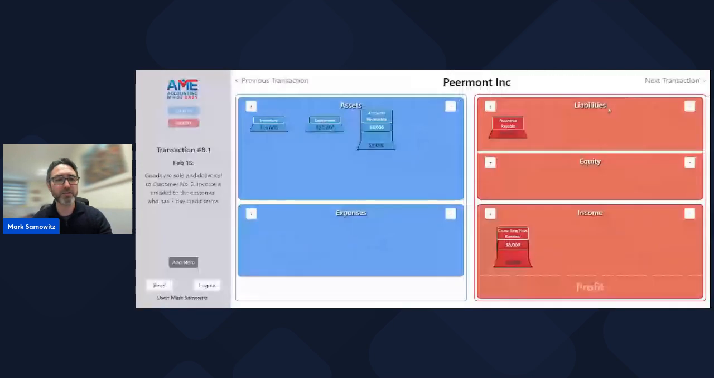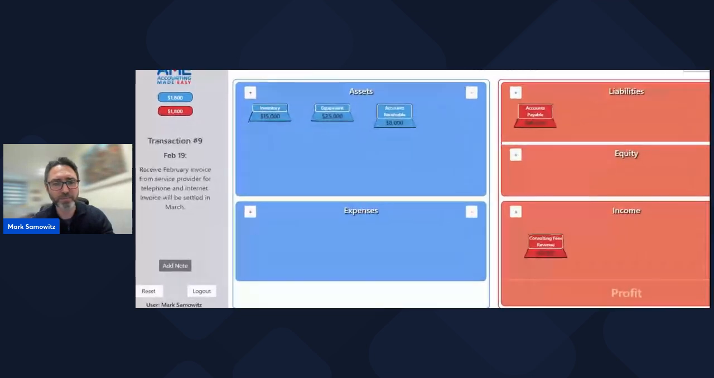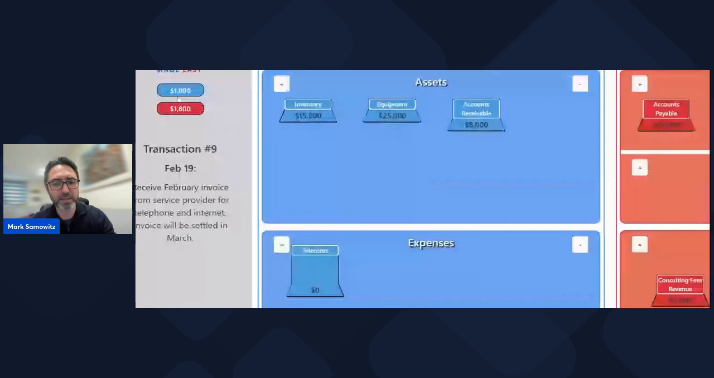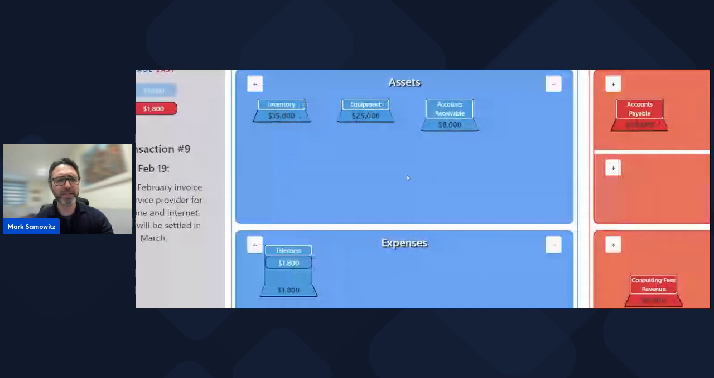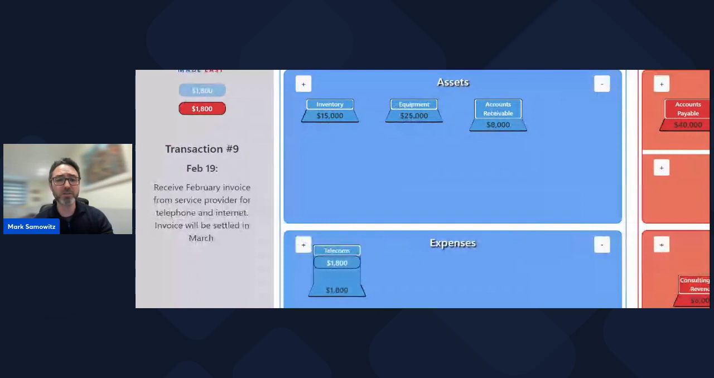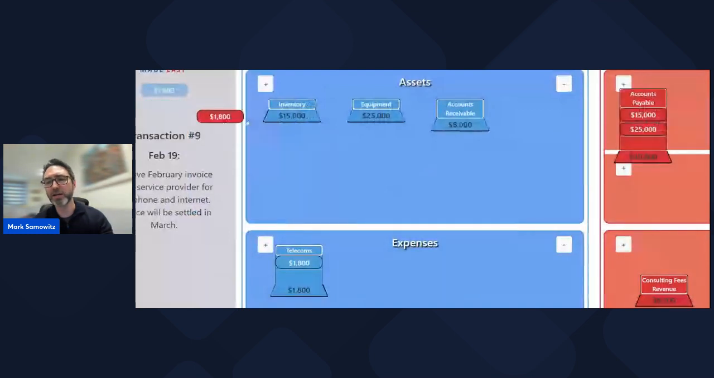And let's account for the fact that we received a February invoice from a service provider for telephone and internet. So we're going to have a telecoms expense here in expenses. And I'm going to pop $1,800 into that. But have we paid that? No, we're only going to pay it next month. It says here, receive February invoice from service provider for telephone and internet. Invoice will be settled in March next month. We're in February. So we're going to put that red amount in accounts payable, reflecting that we owe the supplier.